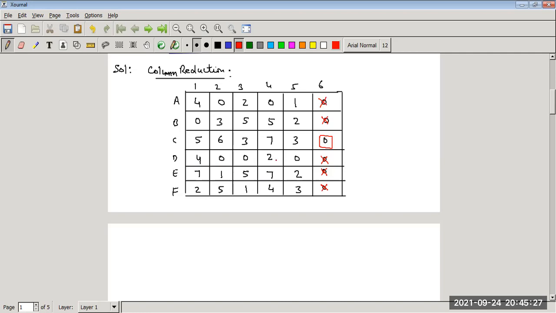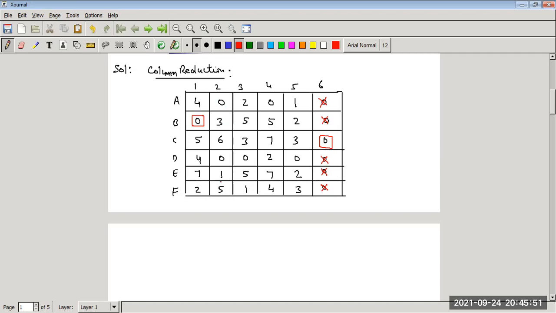Now come to the fourth row. There are 3 zeros, so leave that row. Fifth and sixth, there is no 0, so row wise it's over. Now come to column wise. In the first column, there is only 1 zero, so assign this 0. If there is any 0 in this row, then cross that. So we have already crossed this 0.